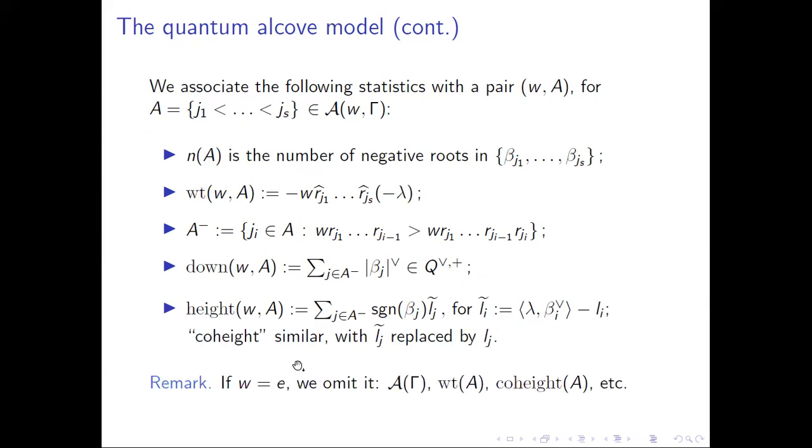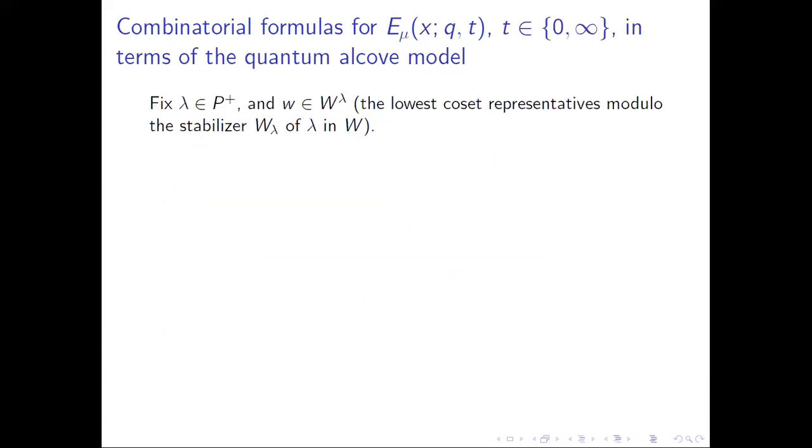And lots of times this fixed element W is just the identity, so we just omit it and we say A of gamma, weight of A, co-height of A, so we just drop the W from the notation. So with this notation, I can express some combinatorial formulas for the non-symmetric Macdonald polynomial specialized with T being either 0 or infinity. And I can express that in terms of the quantum alcove model.